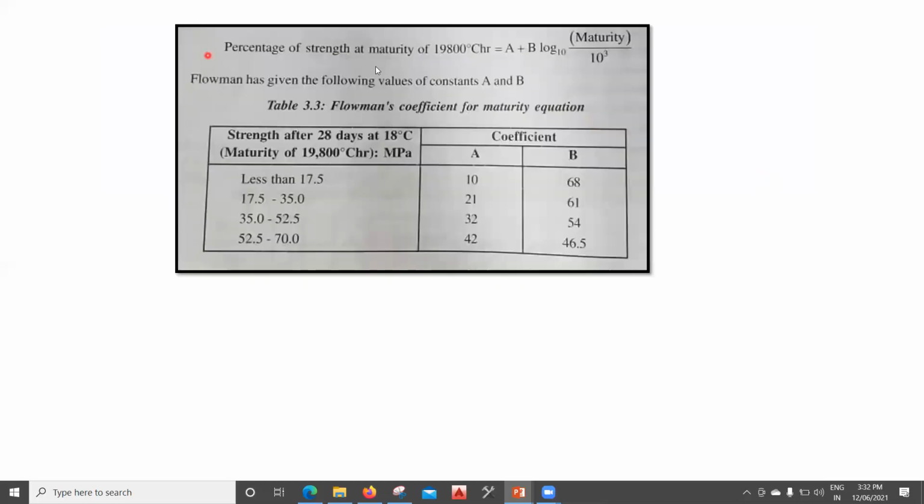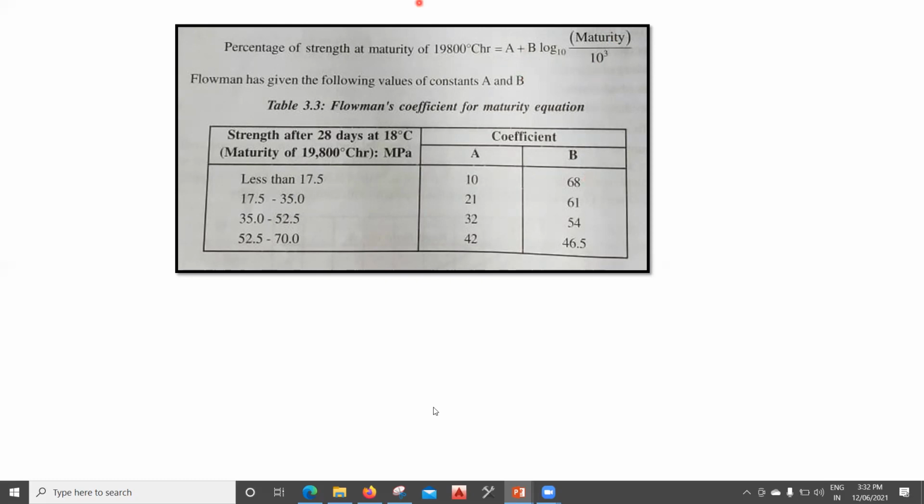The equation is: percentage of strength at a maturity of 19,800 degrees centigrade hour equals, and this is important for us, A plus B log 10 of maturity upon 10 to the power 3, right? And what is this A? A and B are the Plowman's coefficients for the maturity equation. He has given this table. Again, this table has come through all the experiments. They might have taken different samples and tested them for years, and with the help of some experiments, they have come to this conclusion.